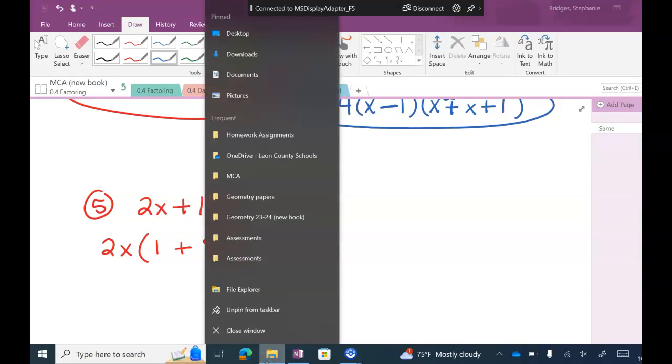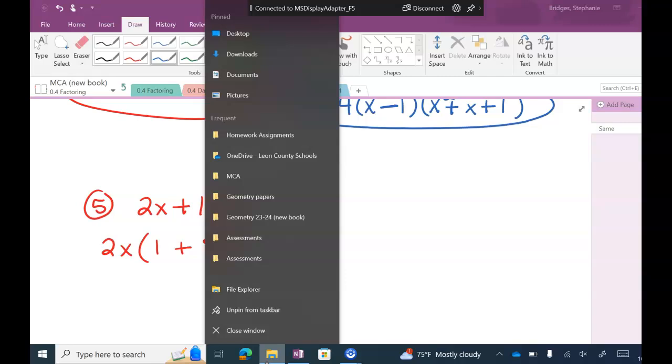I'm going to do it up here. So we've got the 2x, and then we've got 1 plus 8x to the third. So again, my a value, what's the cube root of 1? What's the cube root of 8x to the third? 2x. Okay. Now remember, this original 2x that we pulled out stays in the front.